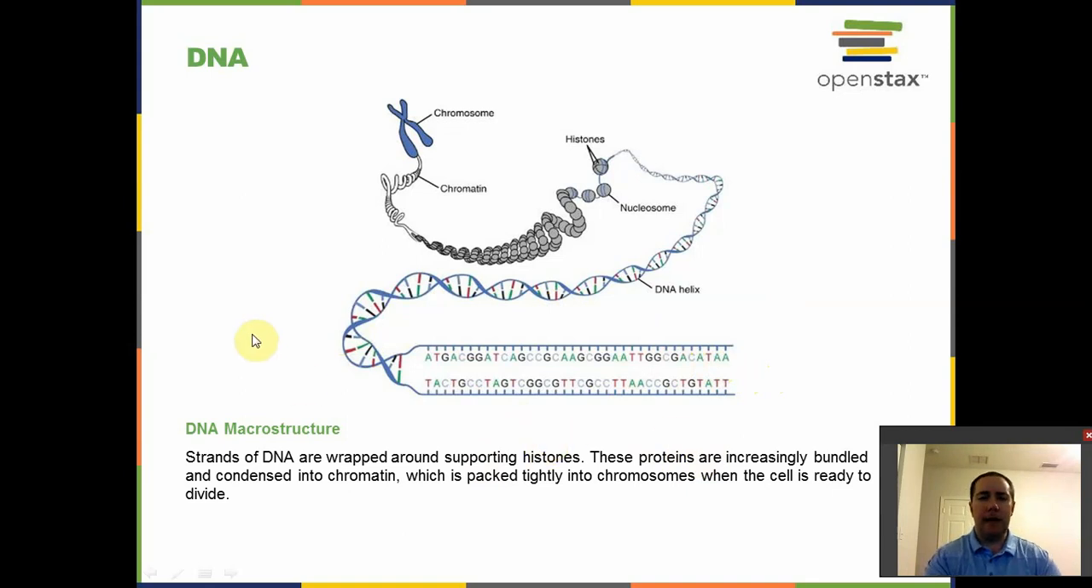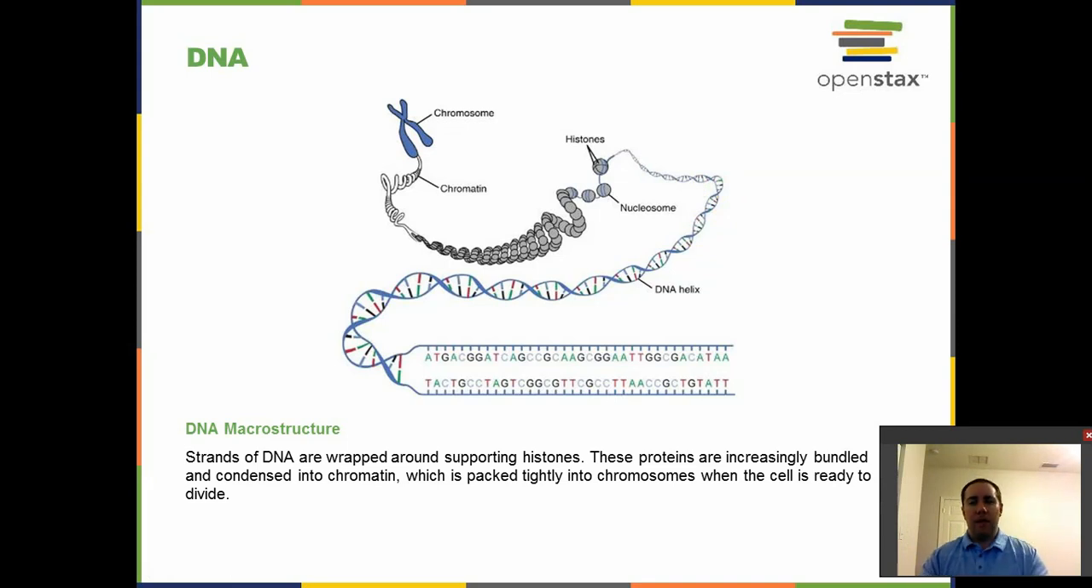We get the double helix, but notice we then take that double helix and we're going to take that string basically and we're going to wrap it around some beach balls. Those beach balls are called histones. The histone is the ball itself that we're wrapping it around, and that's actually a protein.